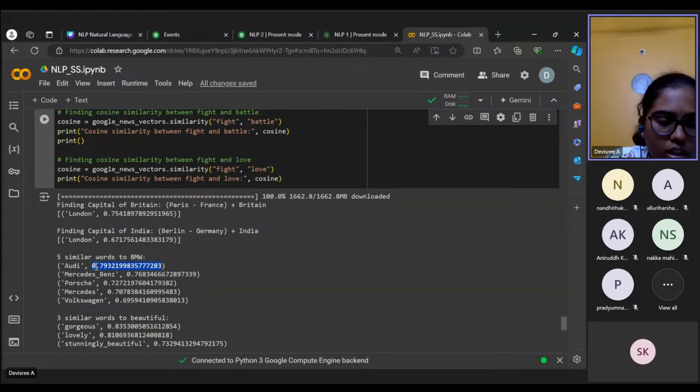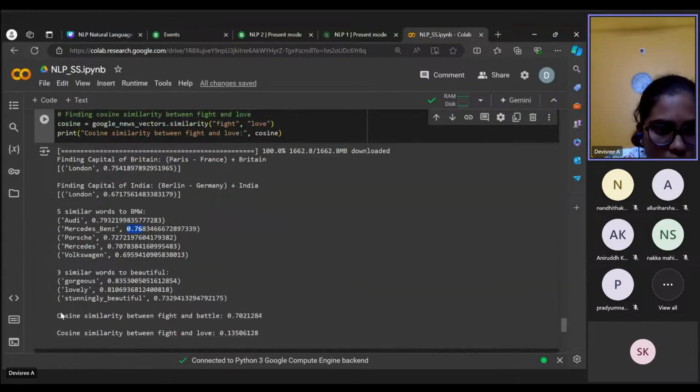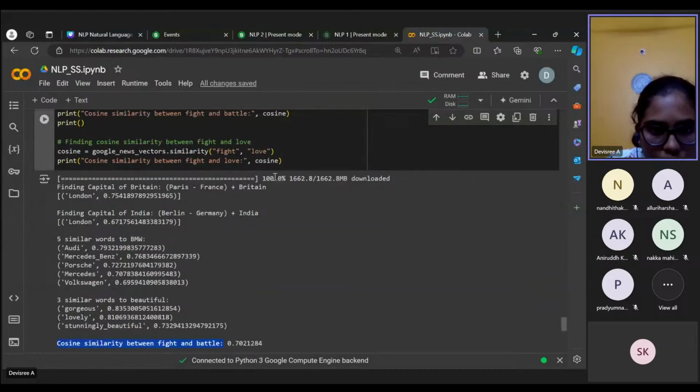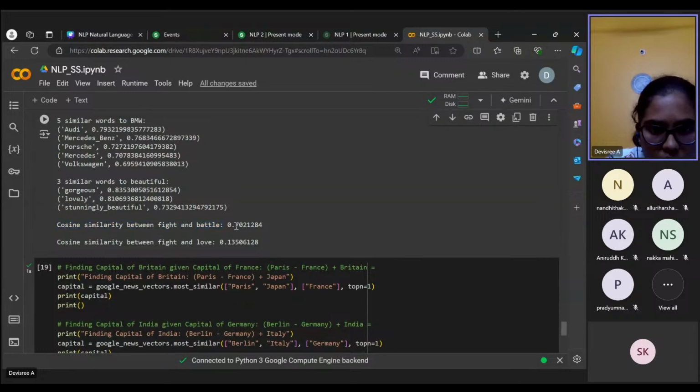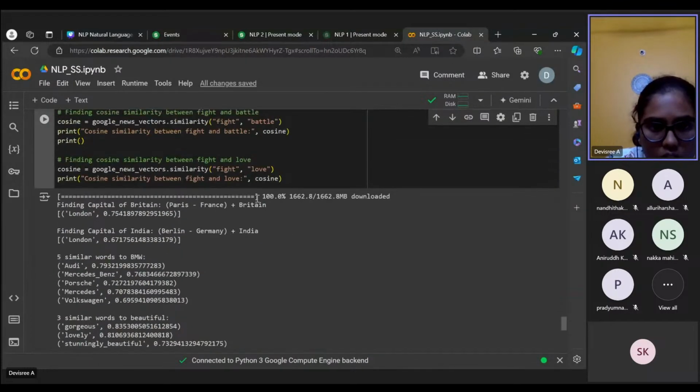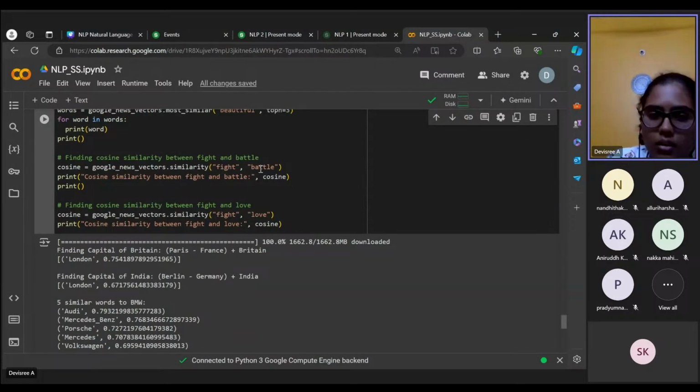So as you can see, these values are pretty high and closer to 1, because they're placed closer to each other in the vector space. This is to find the cosine similarity between two words, say fight and battle. You do Google News vectors dot similarity of the two words you want to find. Its cosine value will be 0.7, because fight and battle mean somewhat the same thing. So words with similar meaning are placed close to each other.